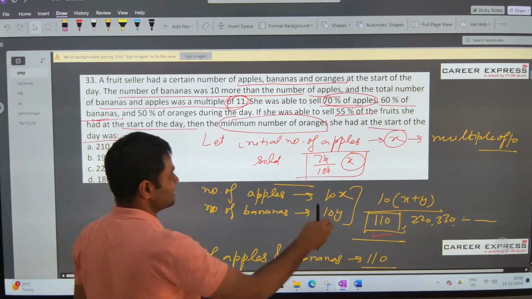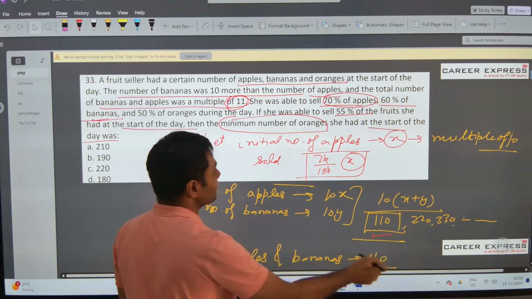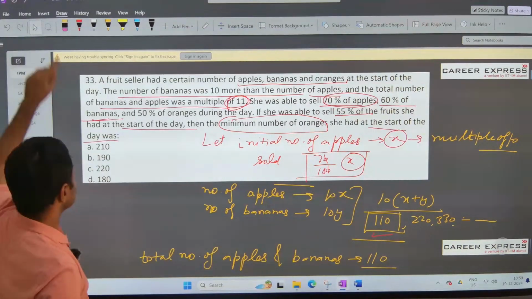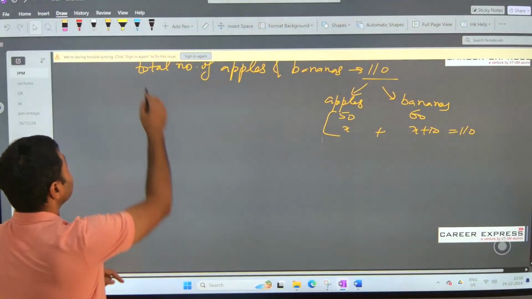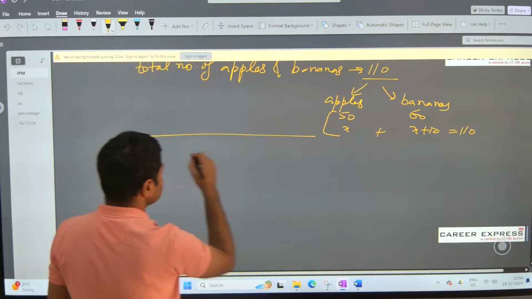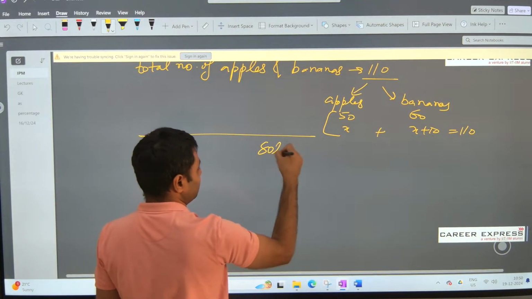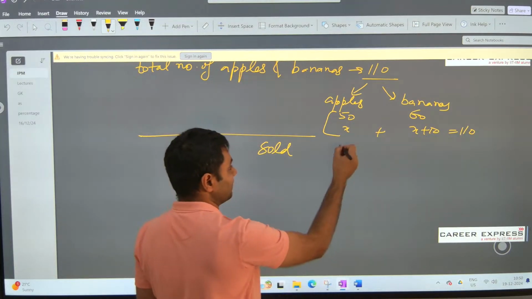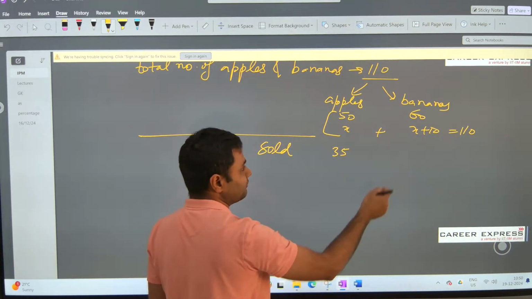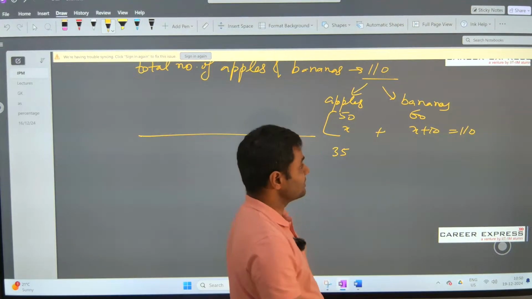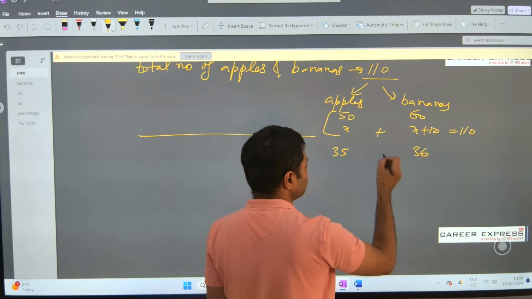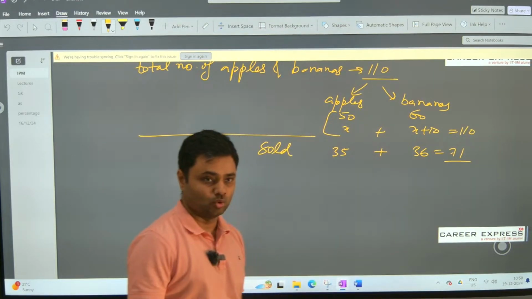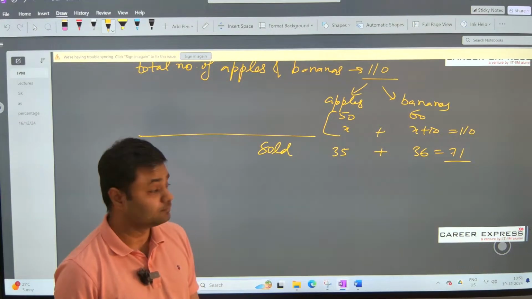Out of this number 50 and 60, she was able to sell 70% apples and 60% bananas. So what is the number sold? For apples, she was able to sell 70%, that means 35. From bananas, she was able to sell 60%, that means 36. So 35 plus 36, 71 fruits she has sold out of total 110.